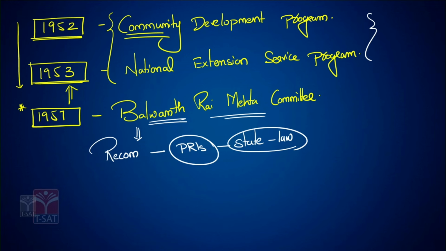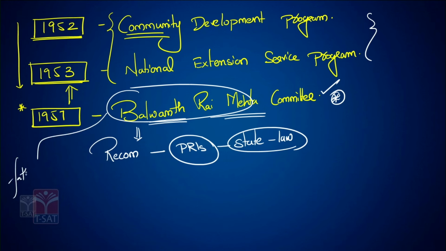Balwant Rai Mehta Committee is the first to recommend a Panchayati Raj institution in India, but with the help of a state law, with the help of a law, not by the constitution. So, the reason Balwant Rai Mehta is called the father of Panchayati Raj institutions in India.